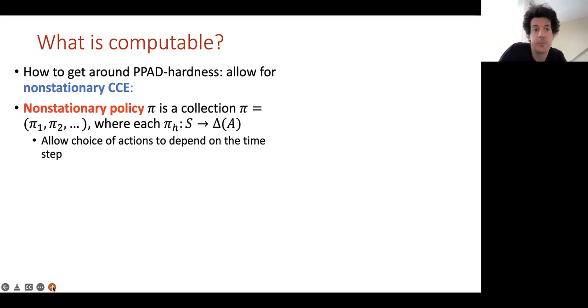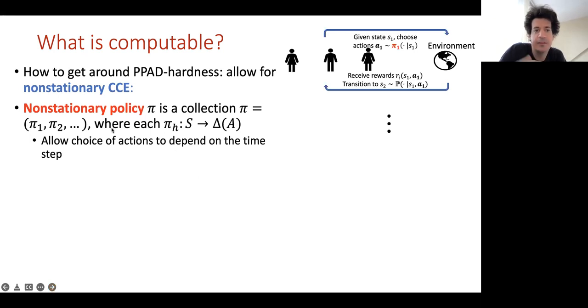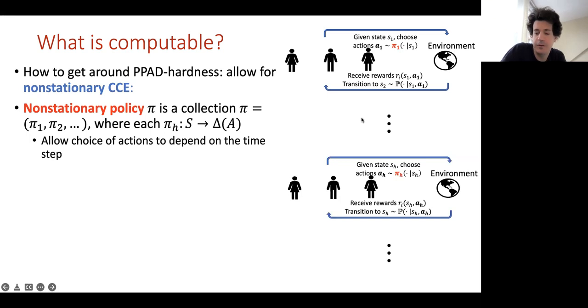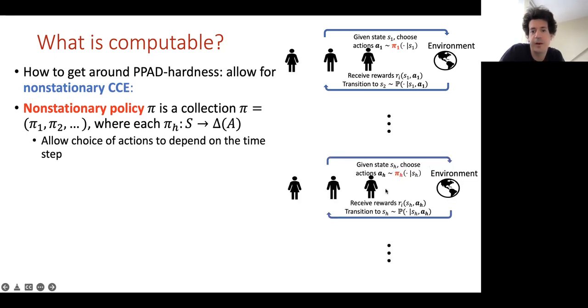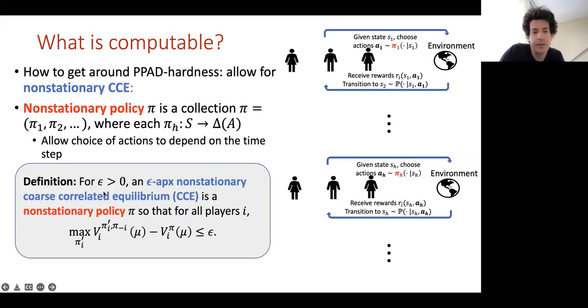What can we hope to compute? Non-stationary policies are one possibility, where at every time step we allow a different policy to be used. So there is one policy for every time step. At time one, people sample their action profile from policy pi one, at time two from pi two, and so on, at step h from pi h. And for every epsilon, an epsilon-approximate non-stationary CCE is such a non-stationary Markov policy such that no player has an incentive to not follow the recommendation of this non-stationary policy, at least not more than epsilon incentive. Does the definition make sense?